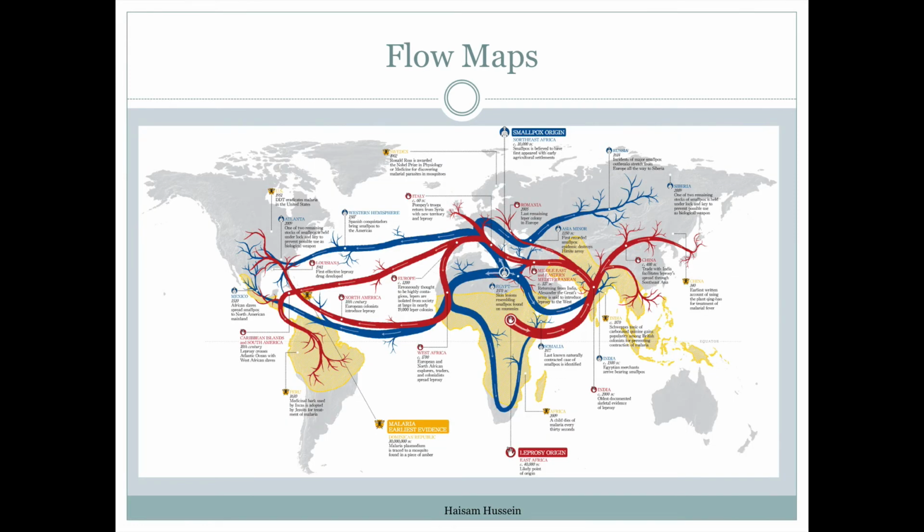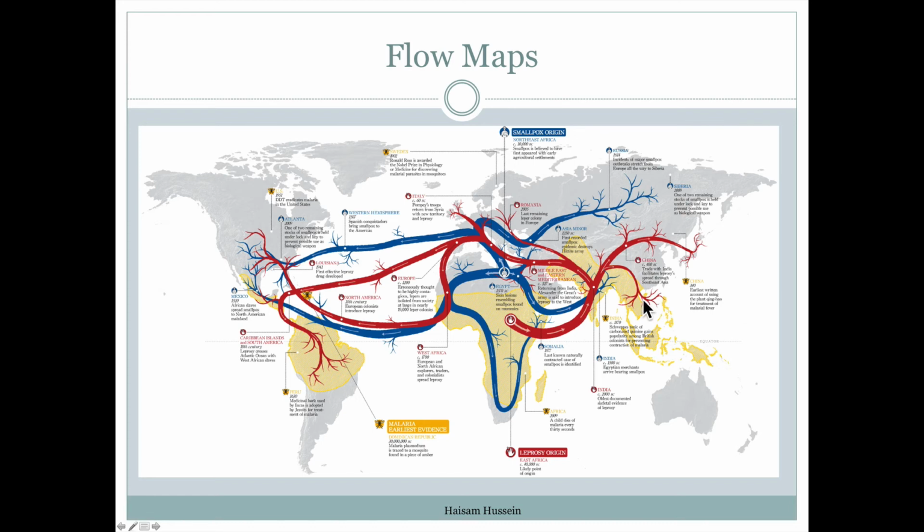Here's another flow map. This shows how different diseases such as smallpox and leprosy spread throughout the world, and it's a very eye-grabbing map for a couple of reasons. It does show the spread and how it goes from place to place, such as how leprosy began in Africa here and then spread throughout the world.